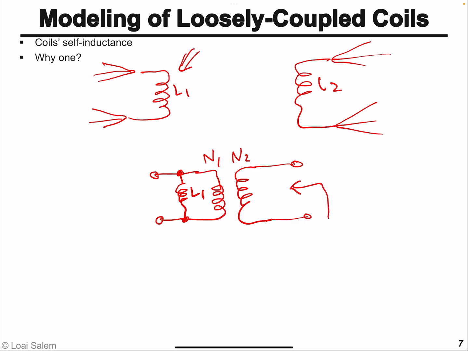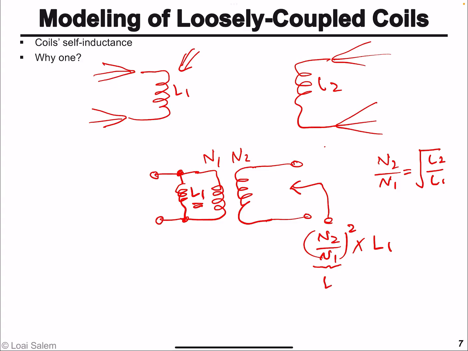Because if we look at the inductance we will measure looking into the secondary side, we'll find it is equal to what? It's going to be N2 over N1 squared multiplied by L1. We said that N2 over N1, the turns ratio, is equal to the square root of L2 over L1. So N2 over N1 squared is equal to L2 over L1 multiplied by L1, which is equal to L2. So by just adding the self-inductance of the primary coil on the primary side as shown here, we also modeled the self-inductance that we will see on the secondary side. The primary inductance L1 will be seen as L2 from the secondary side, so there is no need to add another inductance L2 on the secondary side.